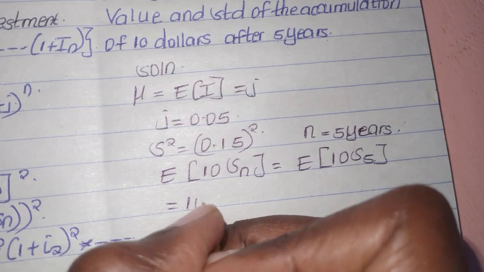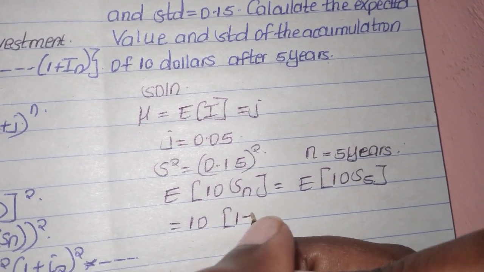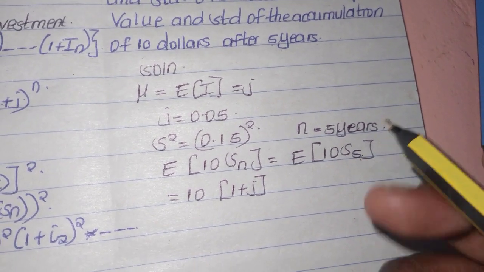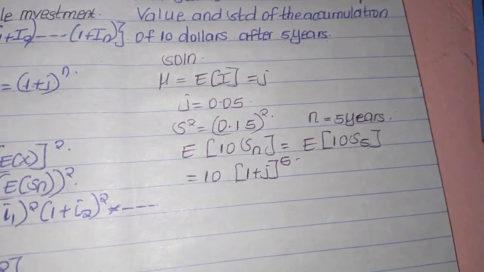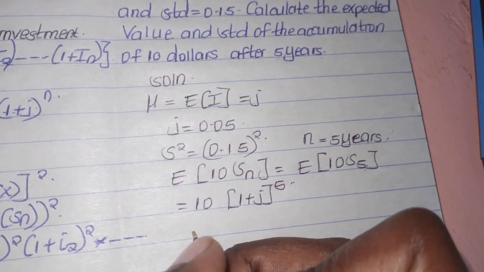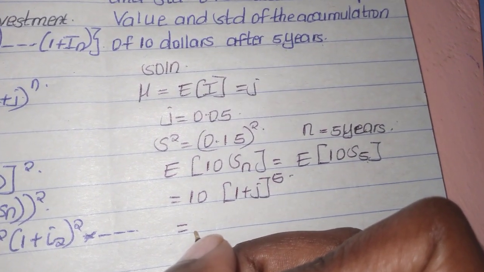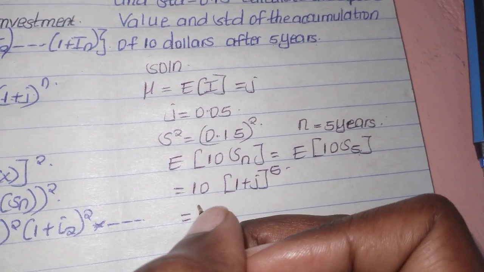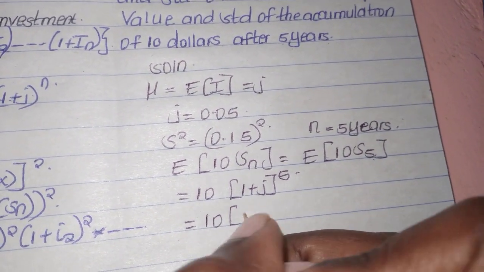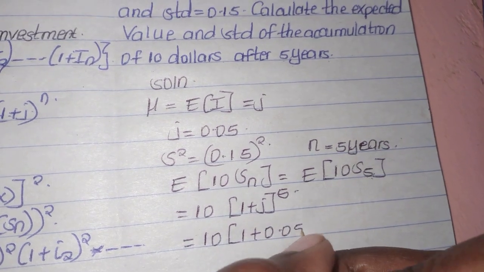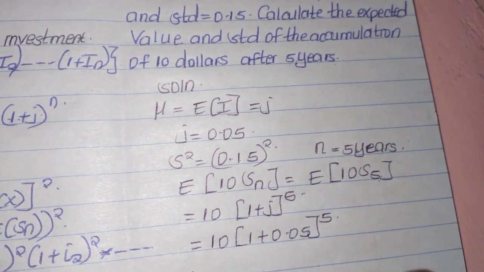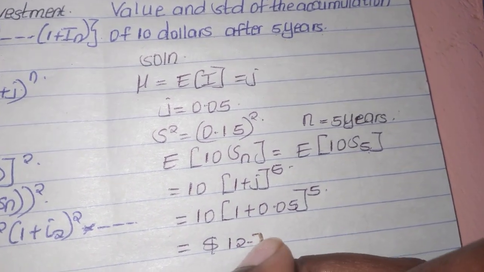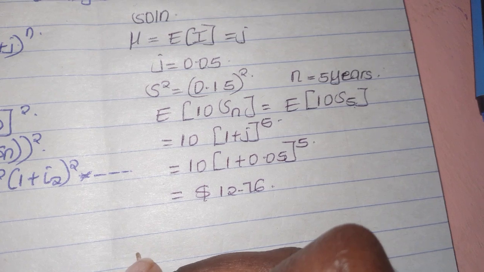So this will be 10 into 1 plus j, all to the power 5. So this will be 10 into 1 plus 0.05 to the power 5. When you calculate that, you'll get 12.76.